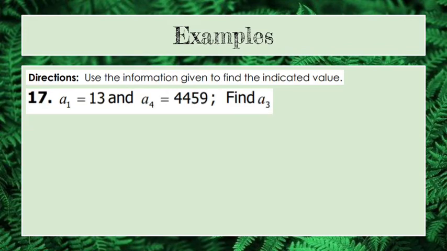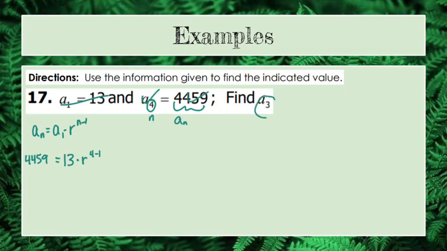So let's see what number 17 wants us to find. We have our formula, A sub n equals A1 times R to the n minus 1. We know that A1 is 13. So we have 13 times something. We've done that. A4 equals 4,459. So 4,459 is the number that's going to go out here when n is equal to 4. So we've used both of those pieces of information.